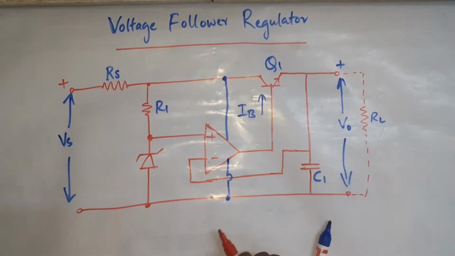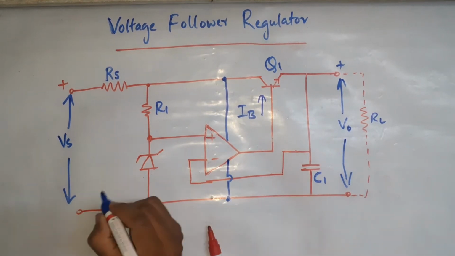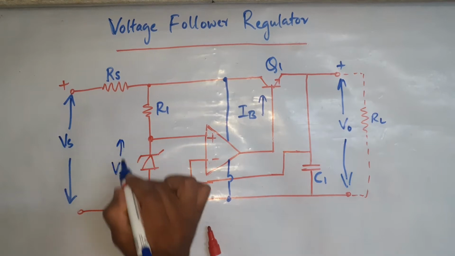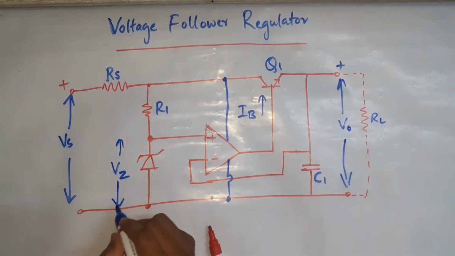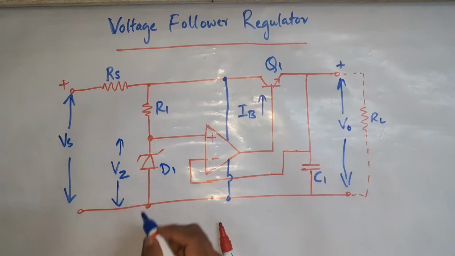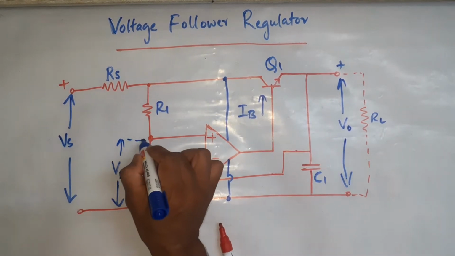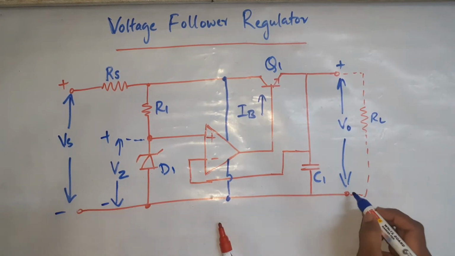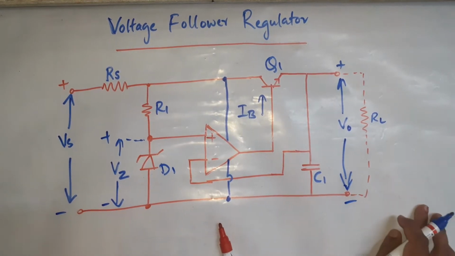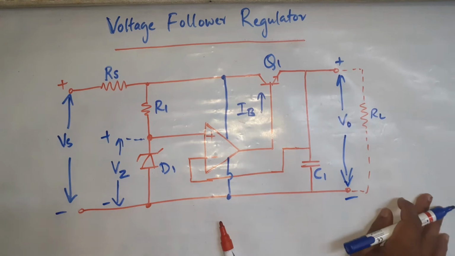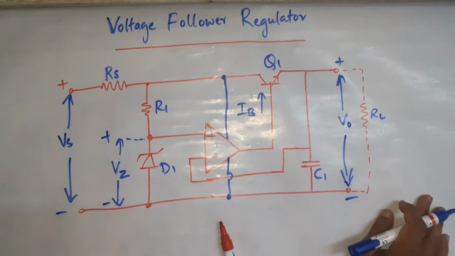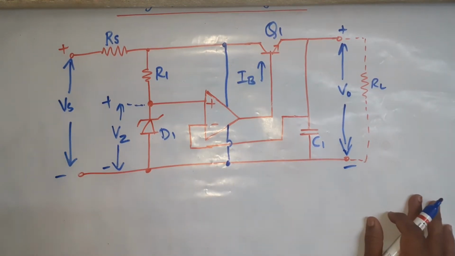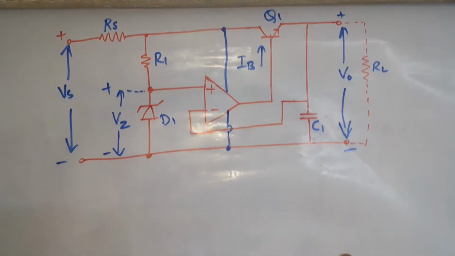And this is our Vz voltage, the voltage across the Zener diode. This is our D1 Zener diode. Okay, this will be plus, this will be minus. Understood? Now this is called a voltage follower regulator. Voltage follower regulator, the most simple one.